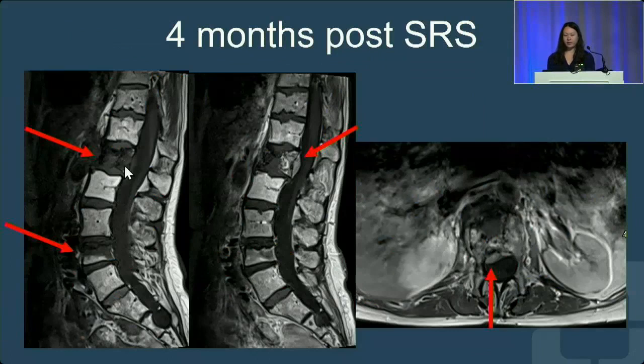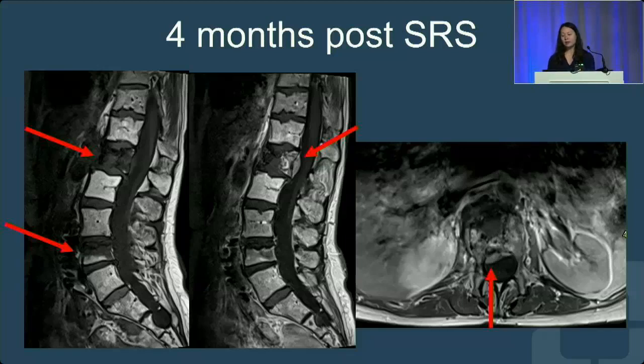And this is her scan 4 months post-SRS. And typically what happens, not uncommonly, is when somebody undergoes SRS treatment to a vertebral body with osseous metastatic disease, the marrow that is being infiltrated shrinks, and they are more at risk for getting compression fractures from the treatment.